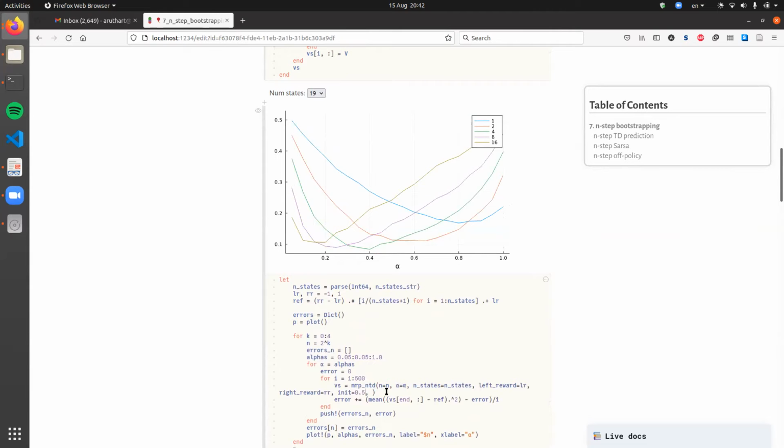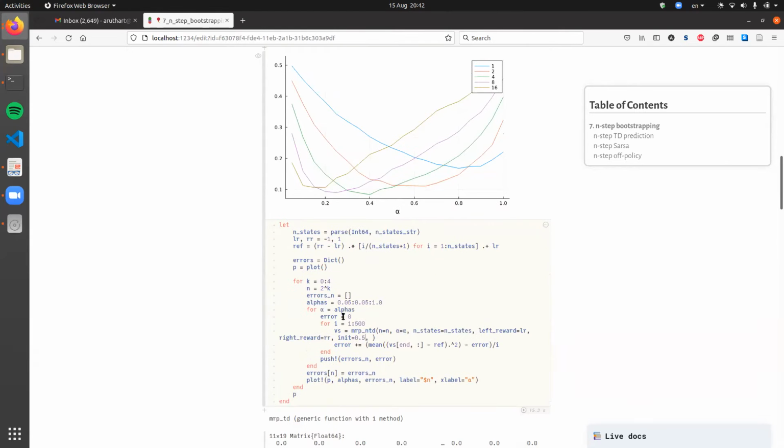And you can see that in this case, learning with higher values for n performs worse, right? That makes some intuitive sense because we have this initial bias in our state value estimates, and the higher n we have, the further this bias is propagated, right?